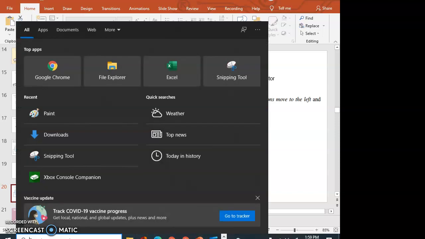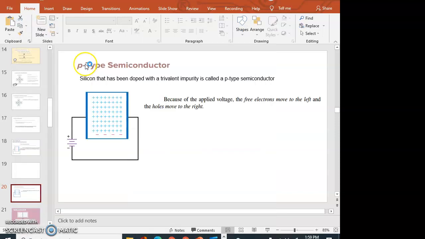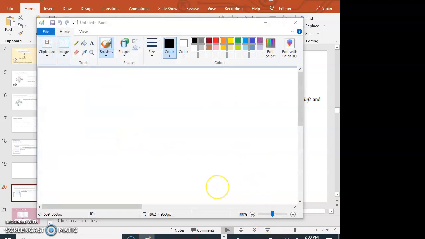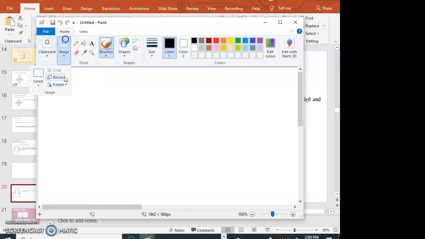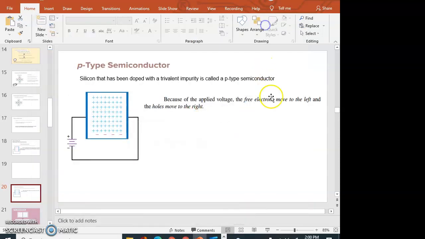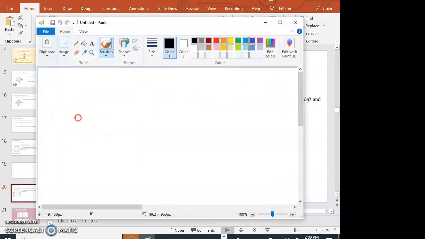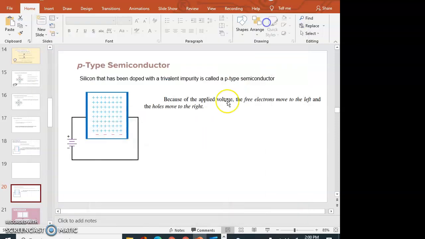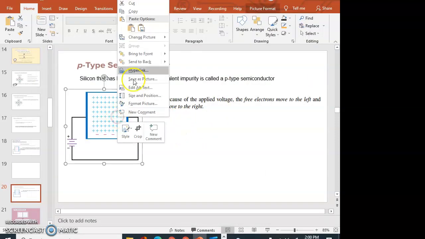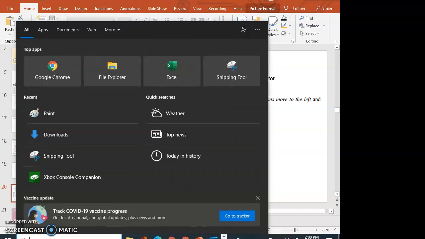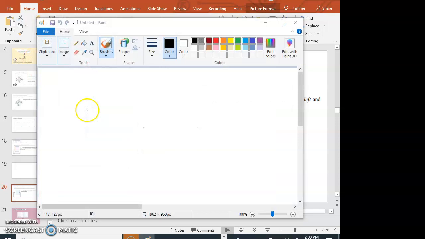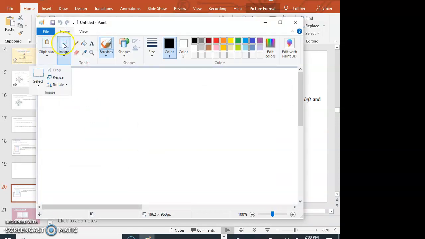So what does a P-type material look like? The P-type material simply looks like this. Let's have a break. Let me just copy it. So let's have this one, the P-type material.